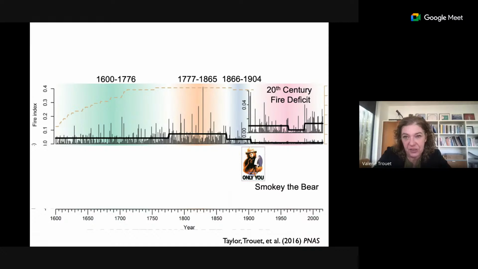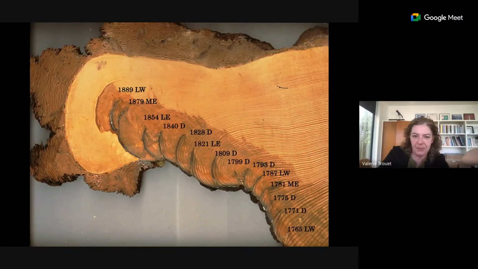So since the early 20th century, for about a century, we've been very good at putting out fires, at fire suppression. And obviously that has an effect on your fire regime. Your fires are reduced, but it also has an effect on your forest structure. And so you can already see the Smokey Bear effect just in the sample that I showed before. So the sample was cut in 1998.